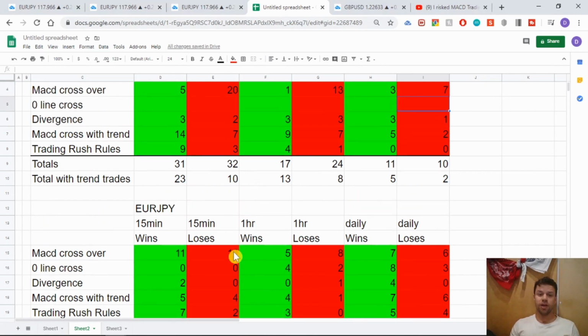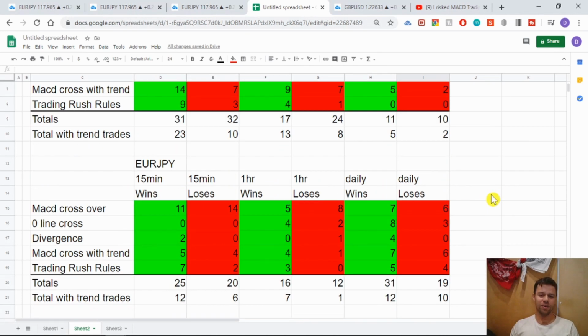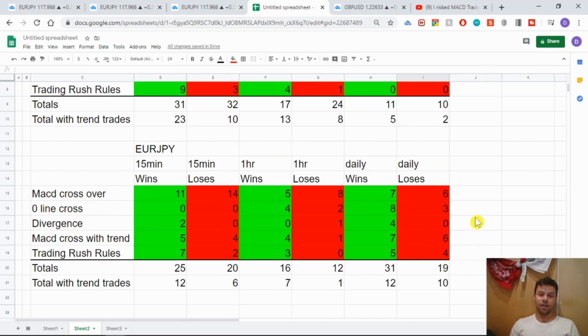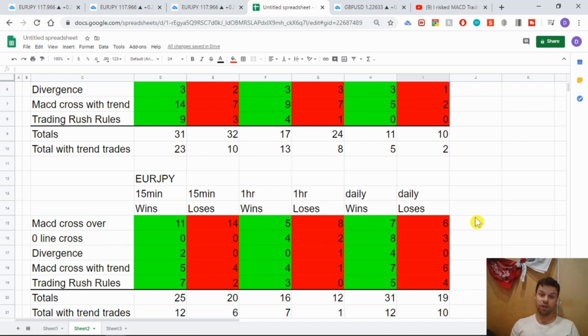If we just did trend signals, these are the totals of all the signals, including the MACD crossover and the divergence, but just the trend signals, you're actually getting really good wins versus losses. 23 to 10, 13 to 8, 5 to 2, 12 to 6, it's double, 7 to 1, that's really good, and 12 to 10 is also really good. So there is definitely something behind taking MACD signals when they are with the trend. They're very strong, actually, very good results.